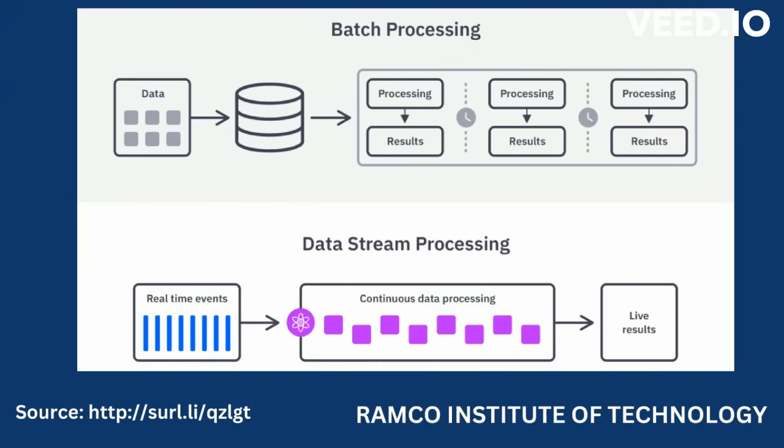This diagram depicts the difference between batch processing and stream processing. In batch processing, a large amount of data is split up into batches, each batch is processed, and the results are extracted out of it. Whereas in stream processing, the real-time events are processed continuously as they come, to get the live results.